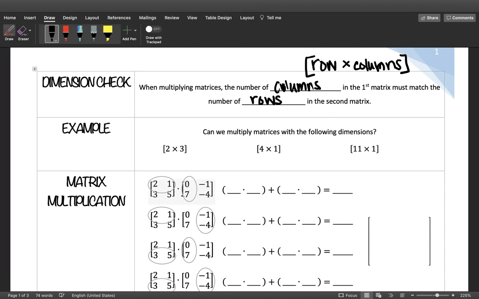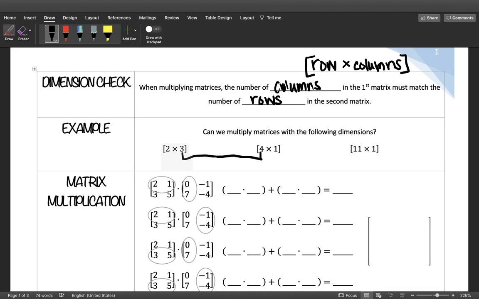Okay, so for this first example here, 2 by 3, it's 2 rows and 3 columns. And then 4 rows, 1 column, 11 rows, and 1 column. So what this means is the number of columns in the first matrix must match the number of rows in the second matrix. So here's rows. So we would see if these would match.